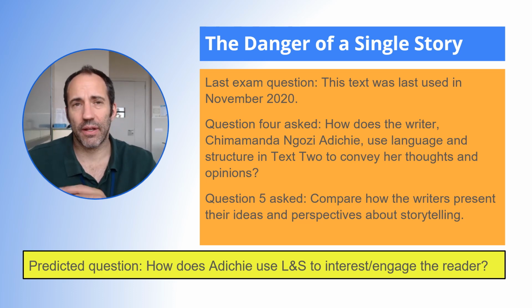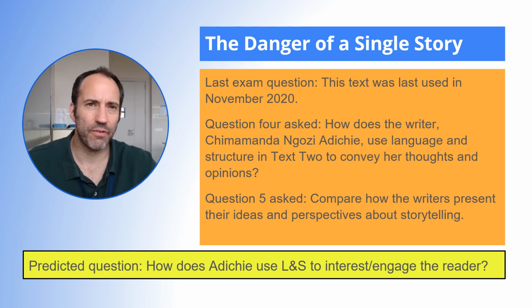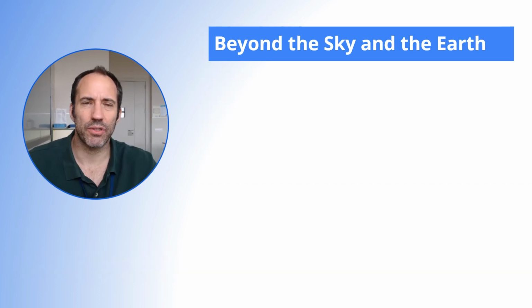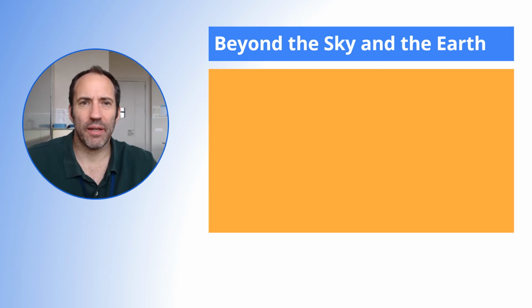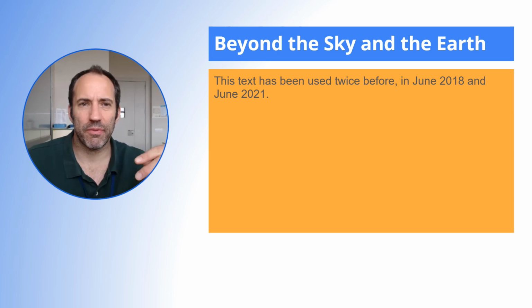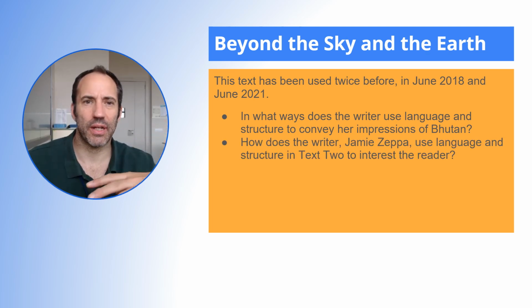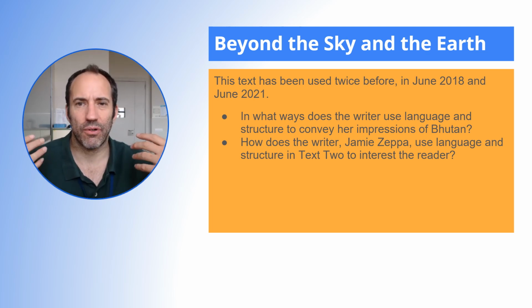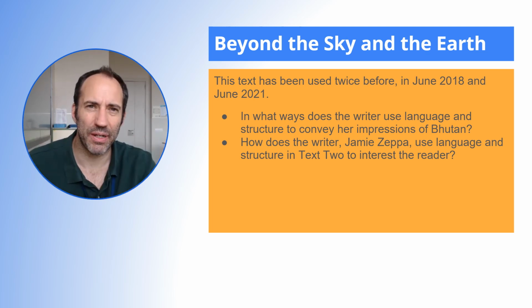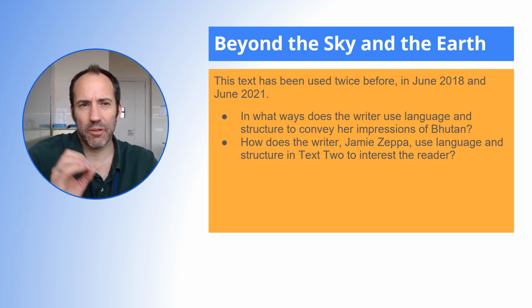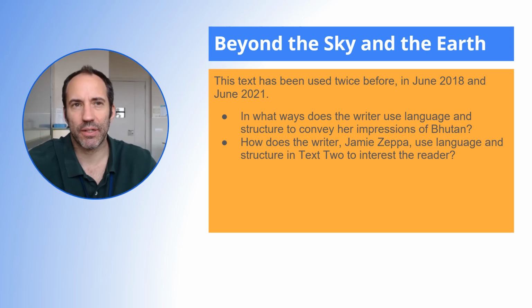The other text that I think is very likely to come up this summer, and again I think you've got a 50-50 chance of getting this, is Beyond Sky and Earth, A Journey into Bhutan by Jamie Zepper. Now, same thing we're doing here. This text has been used twice before, in June 18 and June 21. And in the question 4, they asked these 2 questions. How does the writer use language and structure, of course, to give her impressions of Bhutan and to engage the reader? So the first one's a little bit more focused, the second one's the broadest question you can imagine.